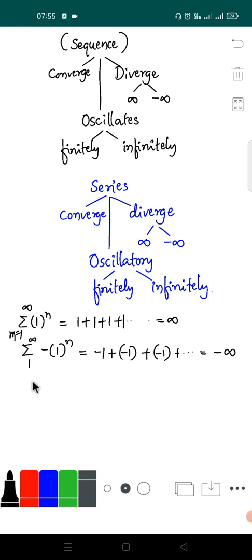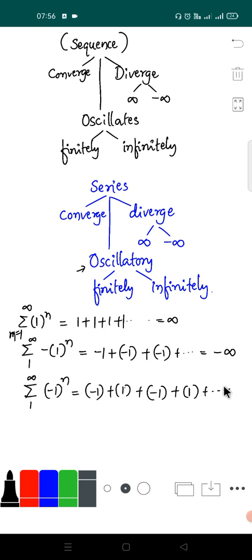Okay, oscillatory sequence. We will go to the oscillatory example. Suppose a sequence is minus 1 whole to the power of n, where n goes from 1 to infinity. So this is minus 1, plus, if n is 2, then minus 1 whole square is nothing but 1, plus minus 1, plus 1, and so on.